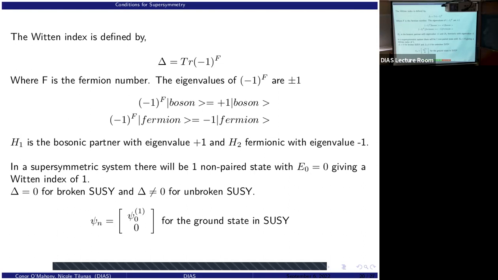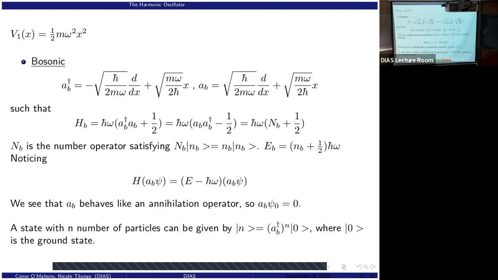Next, we're going to talk about the harmonic oscillator, which I'm sure everyone is familiar with, with the given potential at the top of the screen. I'm going to talk to you about the bosonic case. So we have the following concepts again. We have A dagger and A, such that this section here, N plus a half, gives us the energy states, where N is a number operator.